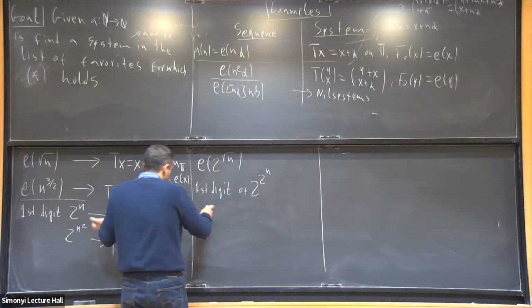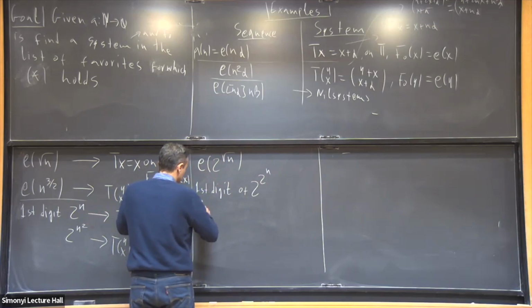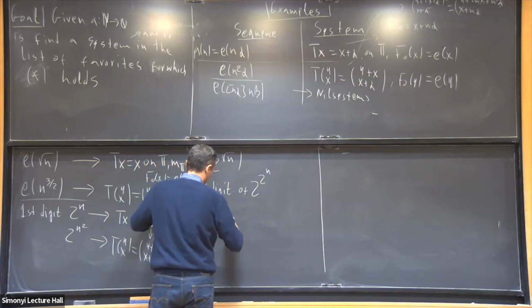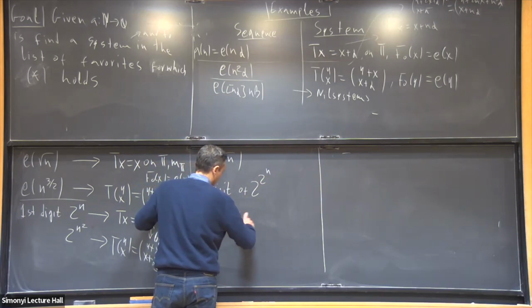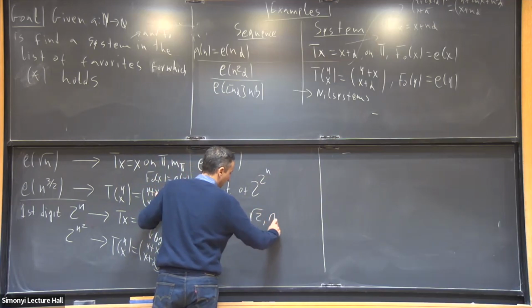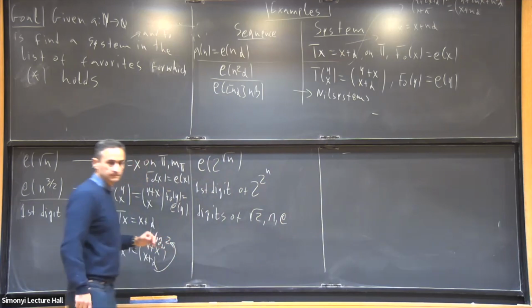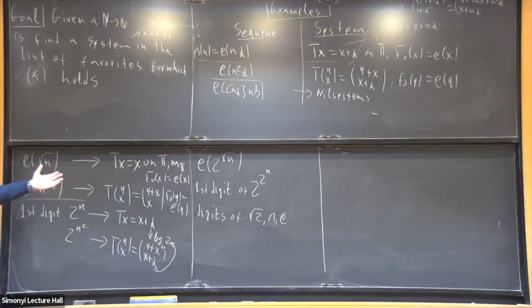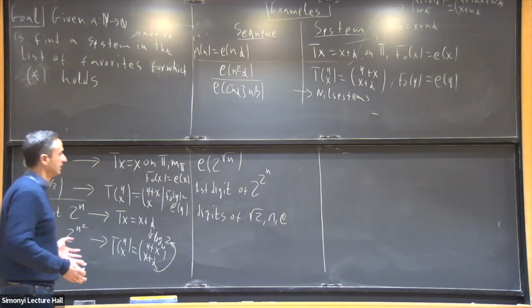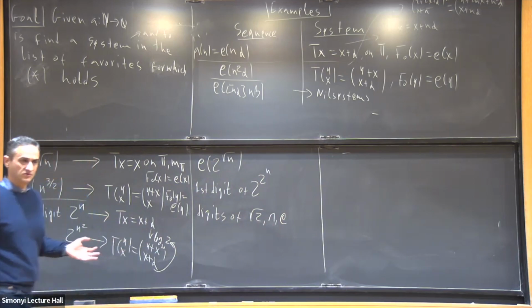Or if you want digits of whatever number, square root of 2, pi, e, nothing is known about this, okay? No, I mean, when I say nothing, no non-trivial property is known.